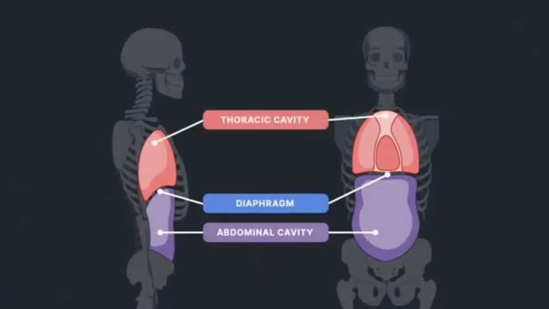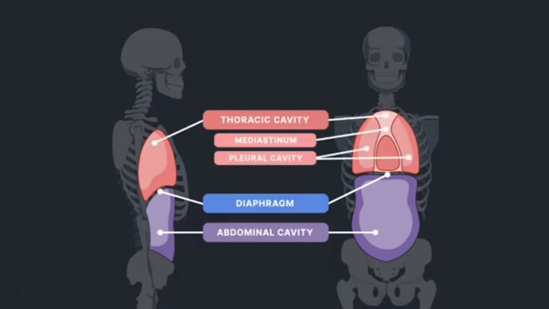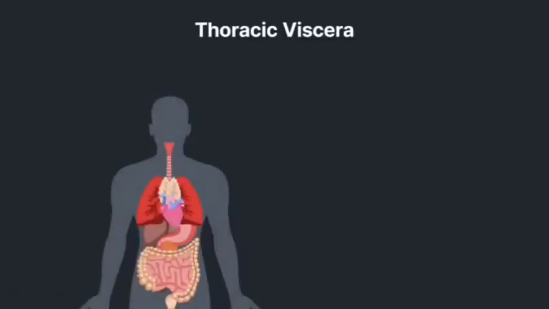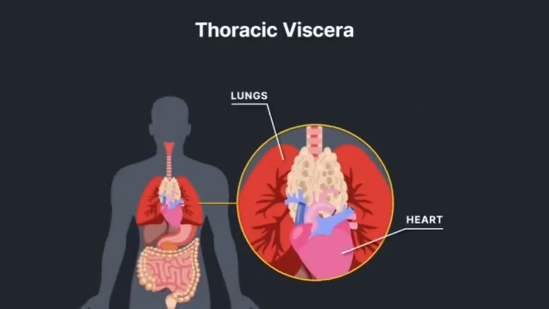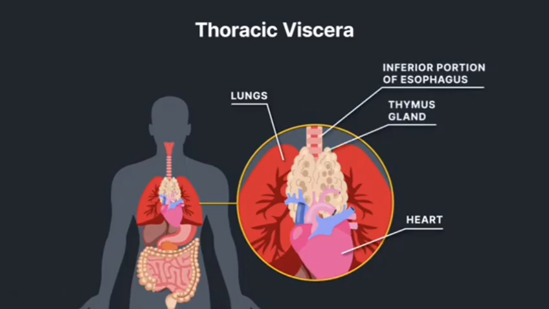The thoracic cavity is separated into the mediastinum, which contains all thoracic structures except the lungs and pleura, and the right and left pleural cavities, all of which are lined by serous membranes. Now, let's apply these terms and use them to identify the corresponding anatomy of the thoracic viscera. The thoracic cavity contains the heart and lungs, organs of the respiratory, cardiovascular, and lymphatic systems, the inferior portion of the esophagus, and the thymus gland.